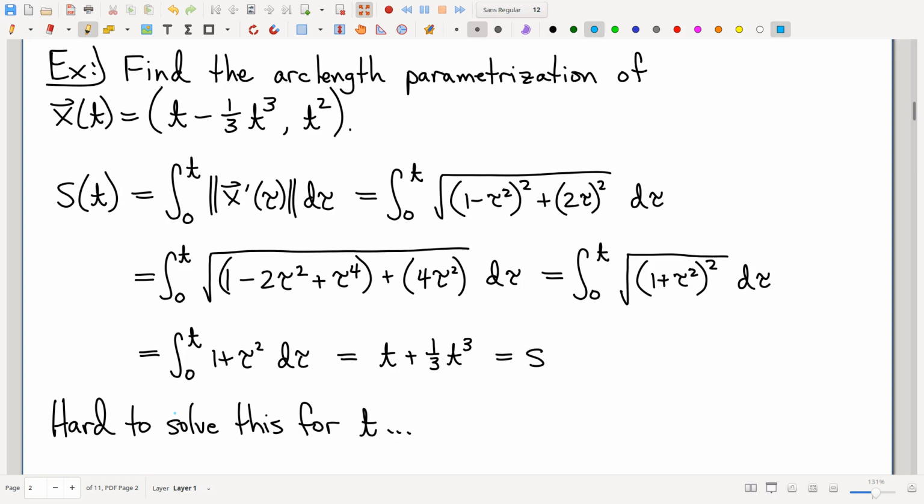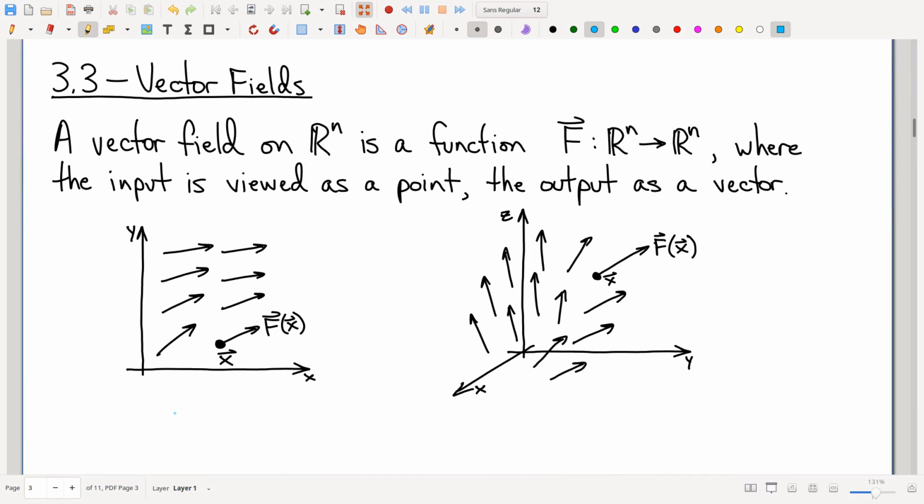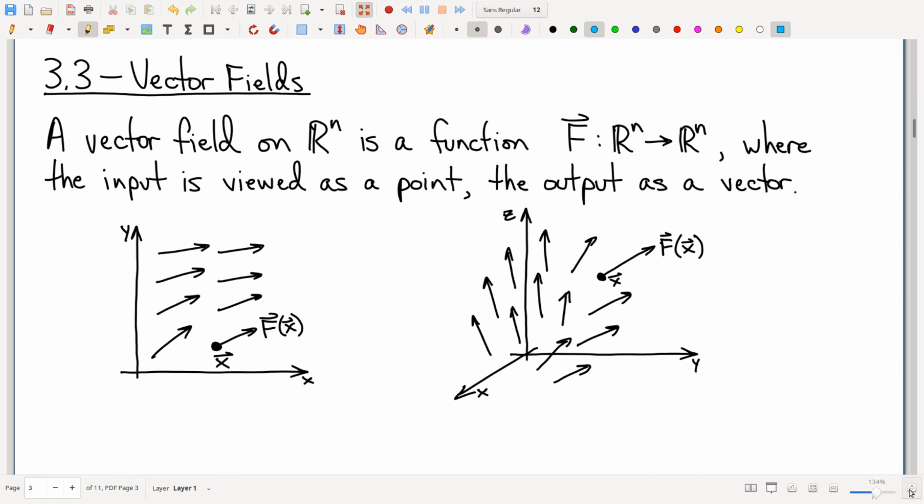All right, moving along. So, new object of study. We're going to study something here called a vector field. This is a new thing. It has a pretty simple definition, actually. A vector field on Rn is a function whose domain is Rn and whose target is the same Rn. Rn to Rn.